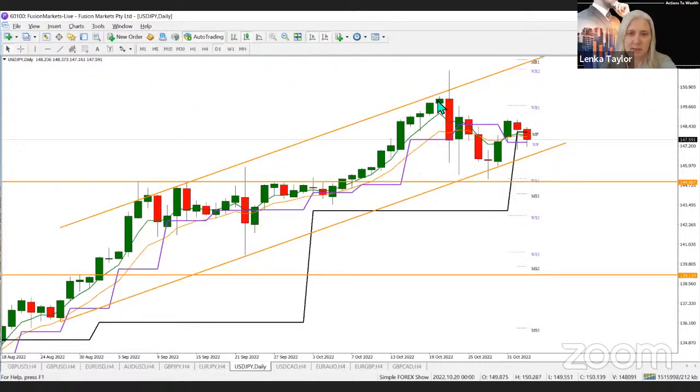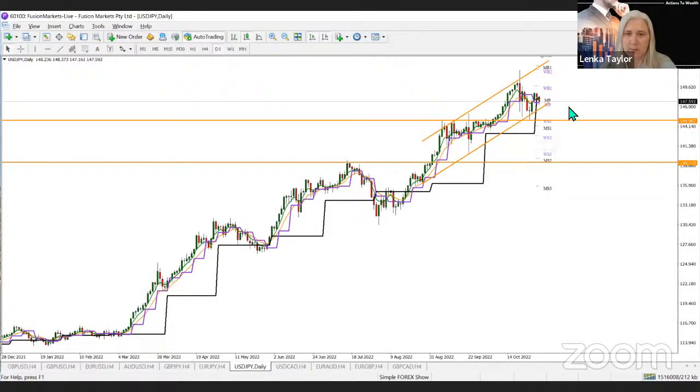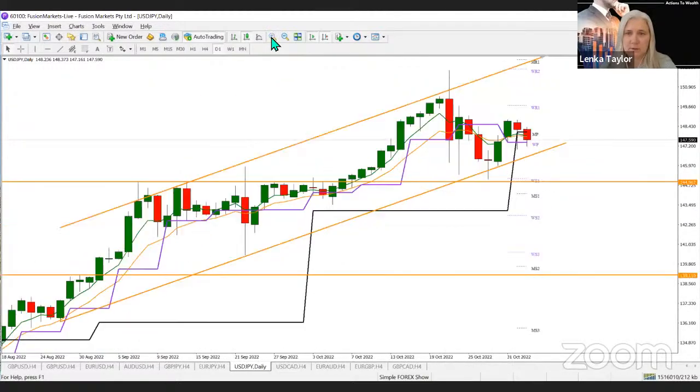On the daily, we had the pullback, similar to this one in terms of we've had a few bars to the bottom of the channel. Overall, the weekly channel is still all the way from there upwards anyway. So still looking at that as an uptrend for now.